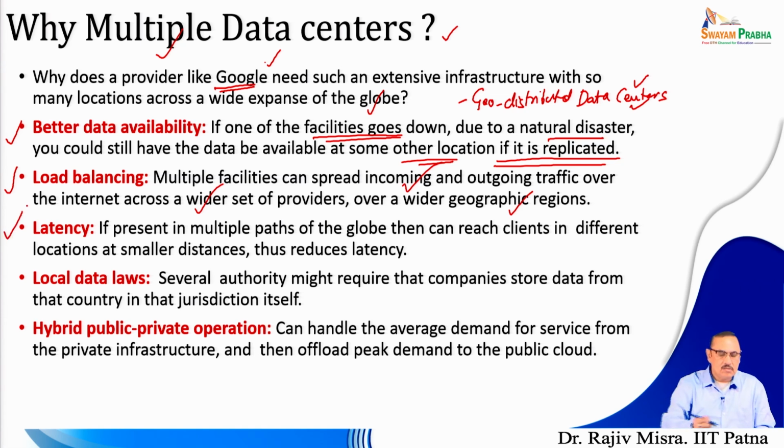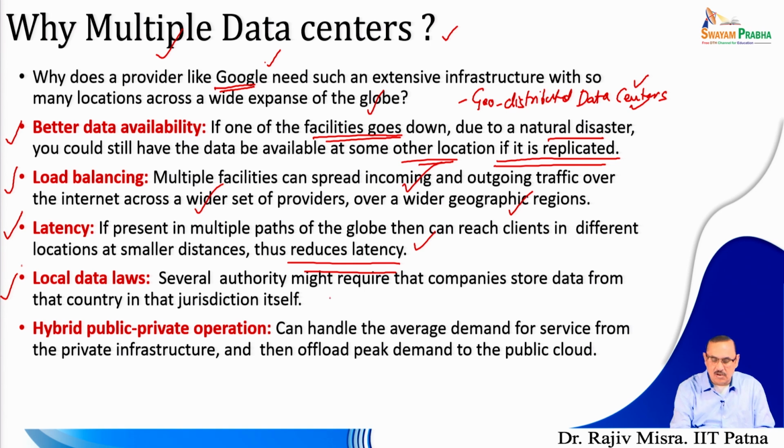Now, the third important thing is latency. If present in multiple parts of the globe, they can reach the client in different locations at a smaller distance and thus reduce the latency. So, multiple presence has the following advantages which we are now seeing: better data availability, load balancing, and latency.